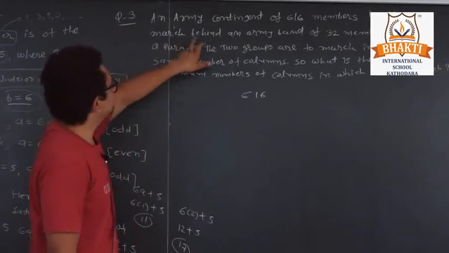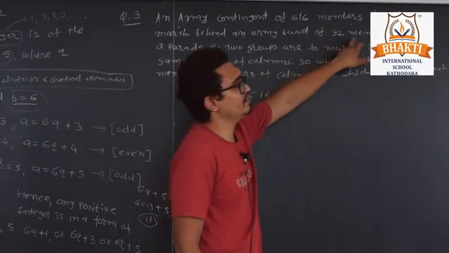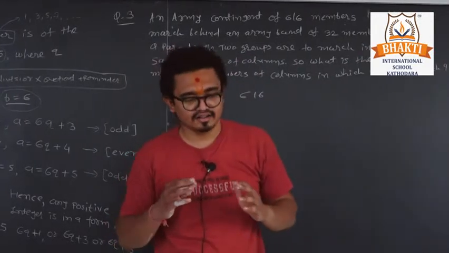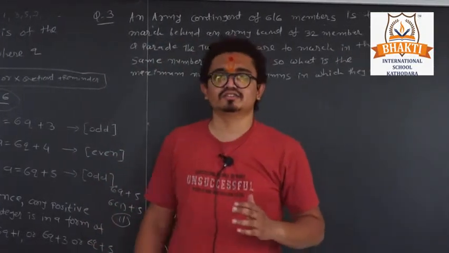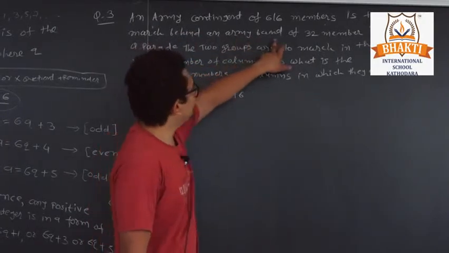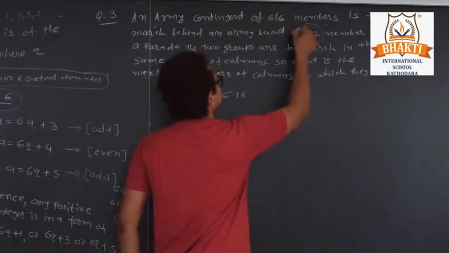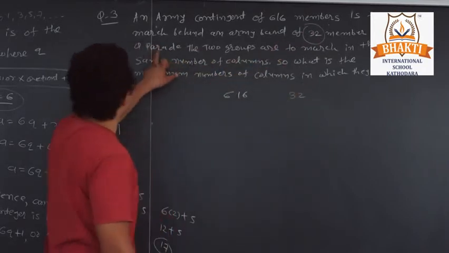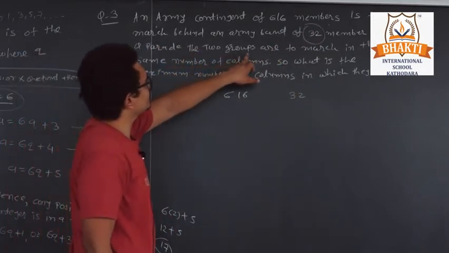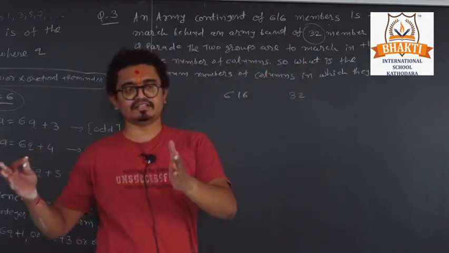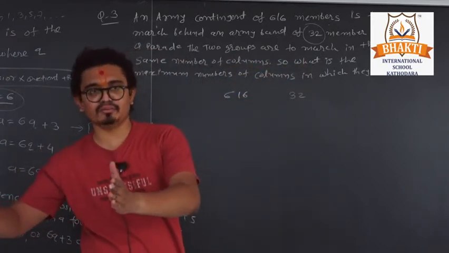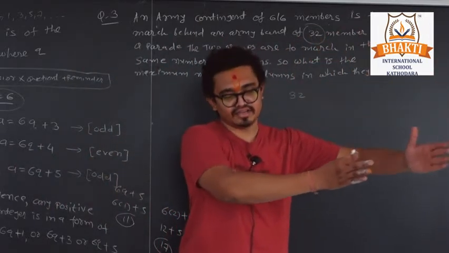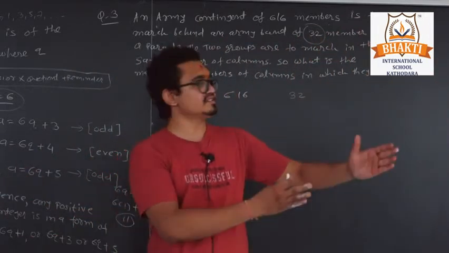They march behind an army band of 32 members. So we have one band. You can see that the band is playing our national song. So in one army band, how many members do we have? 32 members. In the parade, the two groups are to be marched. It means we have one group of 32 members, and similarly another group of 32 members. So the total will be 64 members.